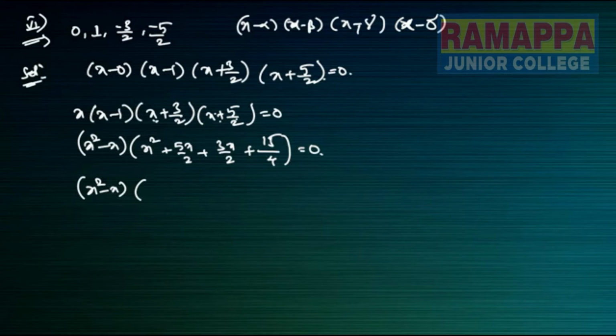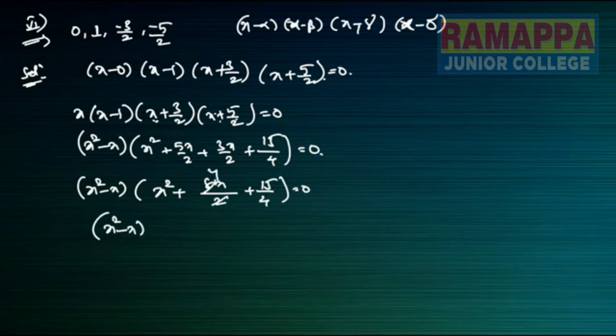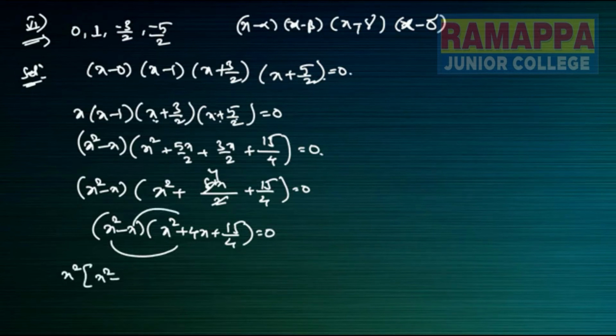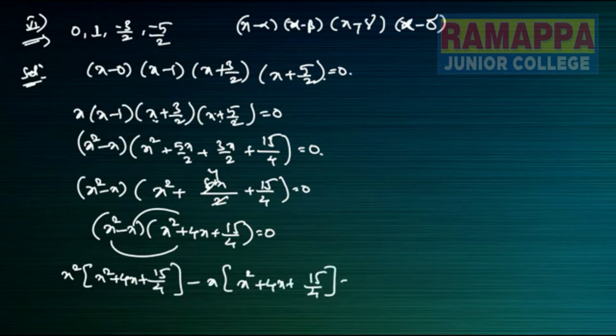So we'll do one thing here. x square plus, this is basis 2, 8x, plus 15 by 4 will come here, is equal to 0. So x square minus x into x square plus 4x plus 15 divided by 4 will come, is equal to 0. Okay? So now we'll multiply with this one, this one to this one and this one to the total. So x square into x square plus 4x plus 15 by 4 will come, and minus x into x square plus 4x plus 15 by 4 will come, is equal to 0.